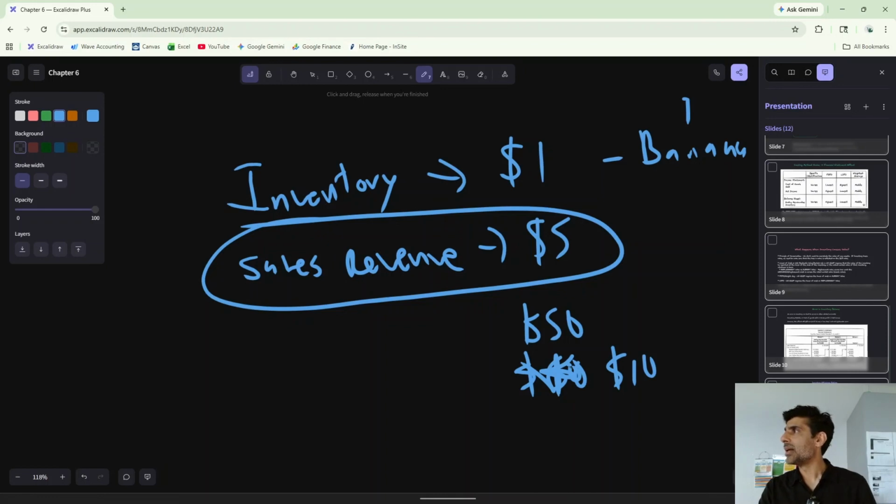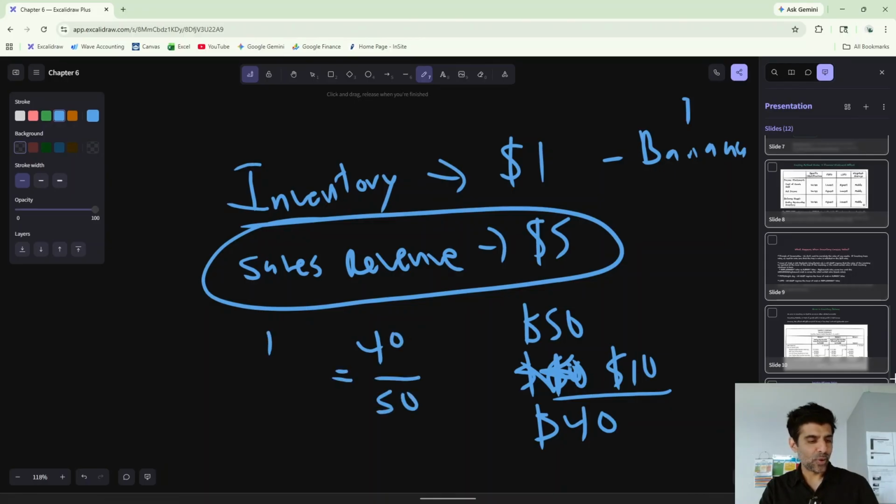Everyone agree with that? It's as if I'd sold one banana. It's going to be the same kind of margin calculation, $40, and it's going to be $40 divided by 50, which is the same as 4 divided by 5, right? So the gross margin calculation doesn't matter if I sold one or if I sold 100 or if I sold 1,000. It's going to be the same margin because it really just depends on how much I paid for one versus how much I sold one.